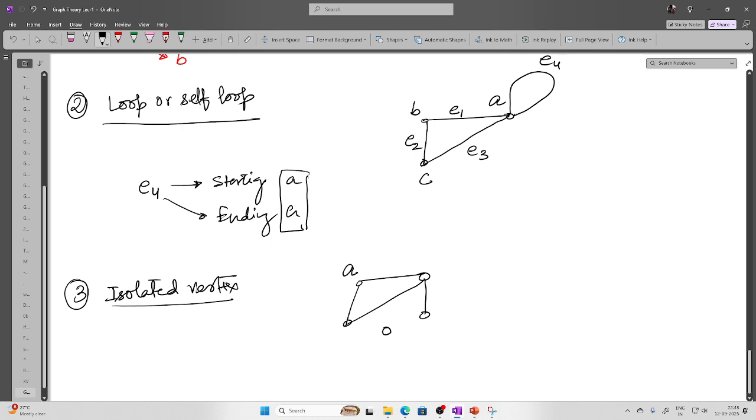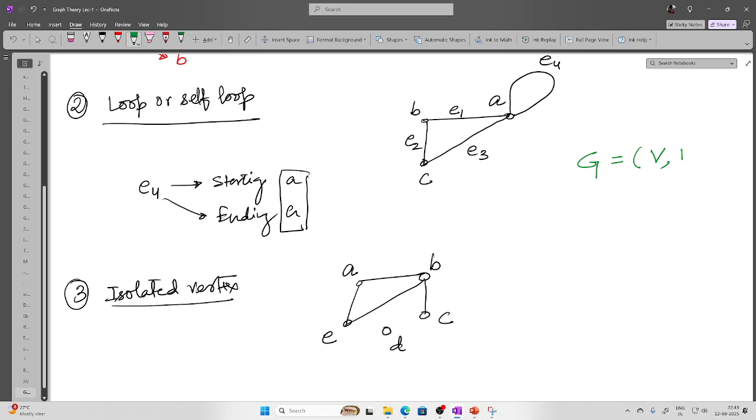Now, this is vertex A, vertex B, C, D, and E. You can observe in this particular graph, and one more thing, graphs are normally represented as G. So, G is basically a collection of two sets, one is vertex and another one is edge. This is how graphs are represented.